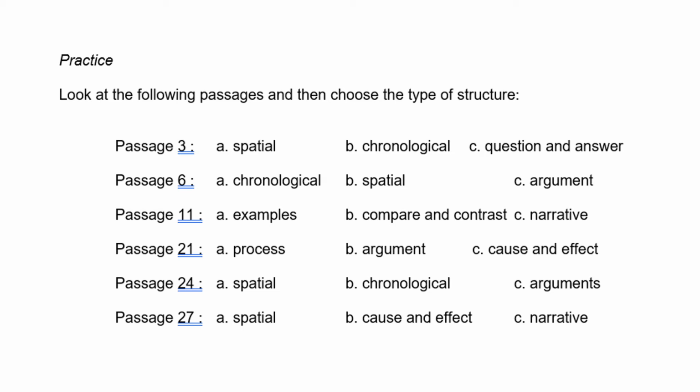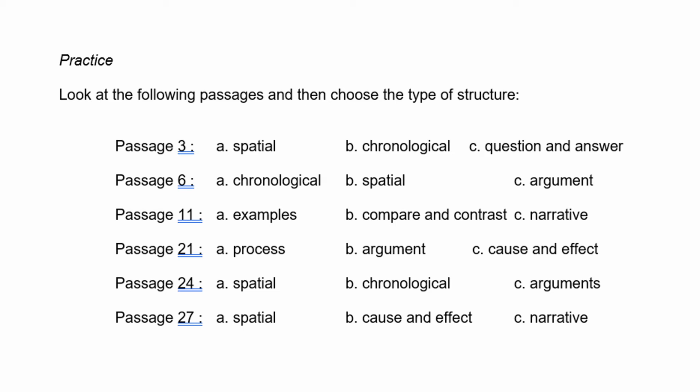So passage number 3 was the Arabian horse. Spatial will be maybe starting at the head of the horse and moving down the body to the legs. Chronological will be talking about the past and coming to today. Question and answer will be asking questions.